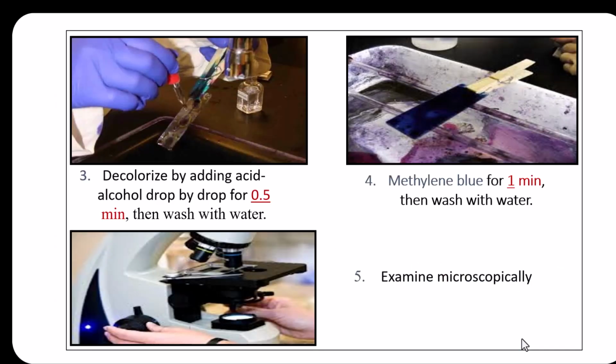The next step is decolorization by adding the acid alcohol drop by drop for about 30 seconds. It will remove the stain from all non-acid-fast cells. Then we wash with water. The next step is the counterstain. We put the methylene blue on for about 1 minute. Then we wash. After that, we dry the slide and then observe it under the microscope.